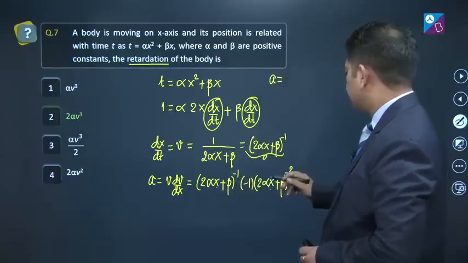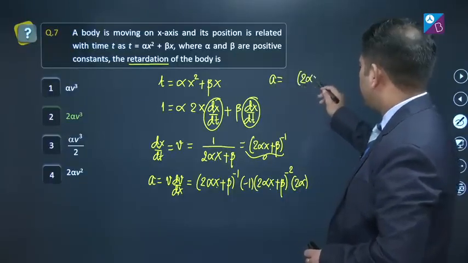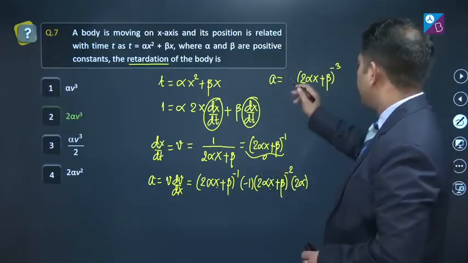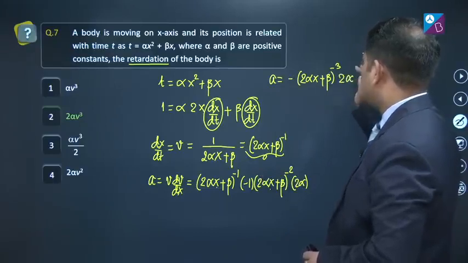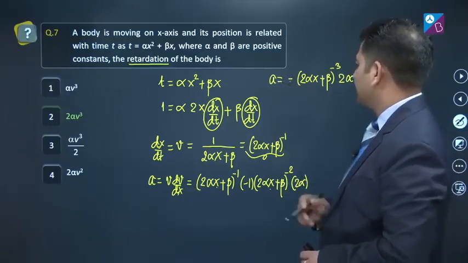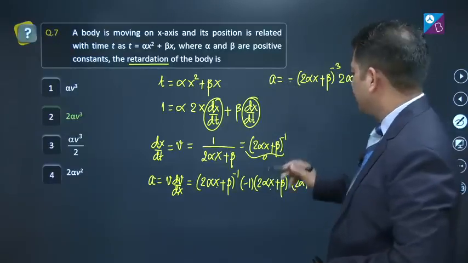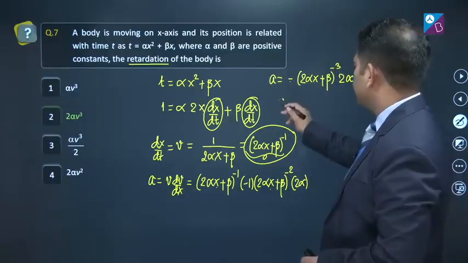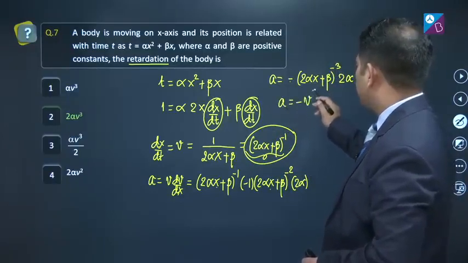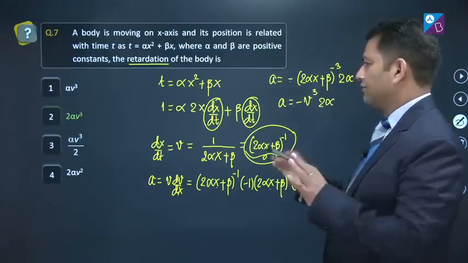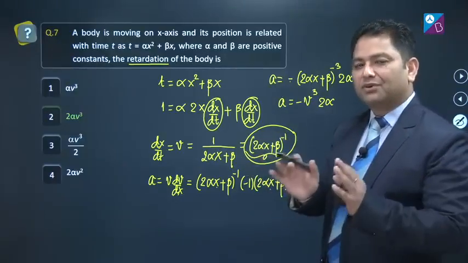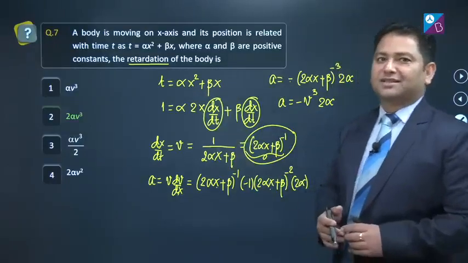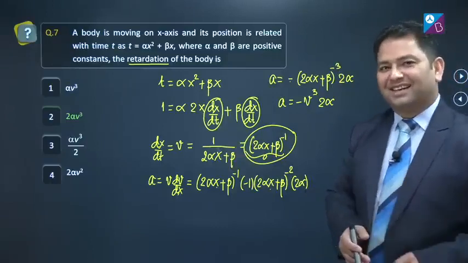You know, this and this, that will be 2 alpha x plus beta raised to the power minus 3 और ये बना minus of 2 alpha. All done now. You see, this is negative, so that will be retardation. And if you see carefully, velocity is 2 alpha x plus beta raised to the power minus 1. So that means acceleration is minus v cube into 2 alpha. So now we are done. Because we have to calculate the retardation, so negative sign will not be considered. Option number 2 इंतजार कर रहा है, it's waiting for you, just go and take.